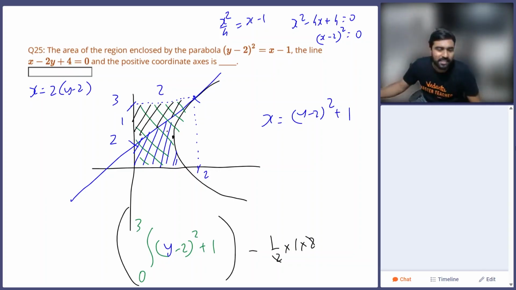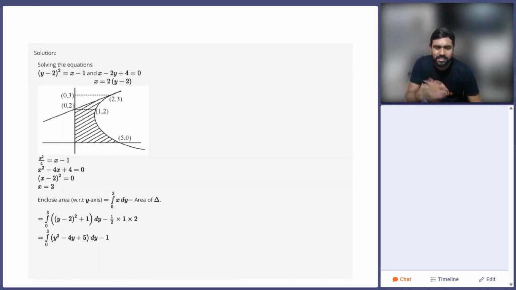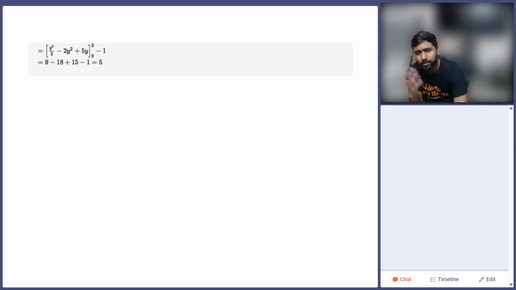So (y minus 2) whole cube upon 3 plus y from 0 to 3 minus 1. This will give you the answer for the question. Last bit of integration, I'll just quickly show you. So yeah, what do you have? y square minus 4y plus 5, integral, minus 1 when you do. You will get y cube by 3 minus 2y square plus 5y, 0 to 3, minus 1 over here. That's 9 minus 18 plus 15 minus 1. That's 5 will be the answer for the question.